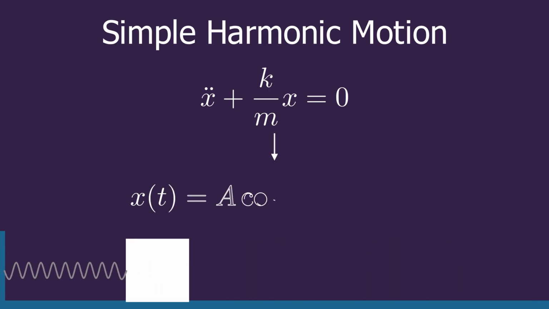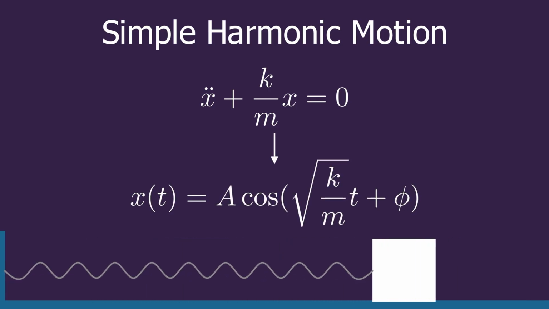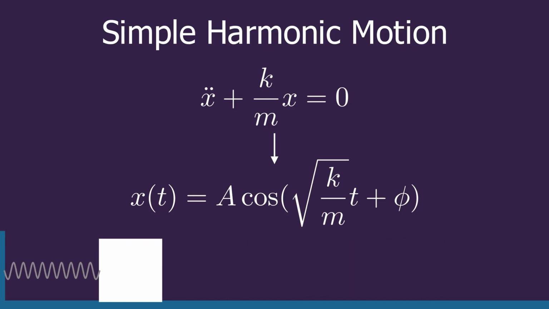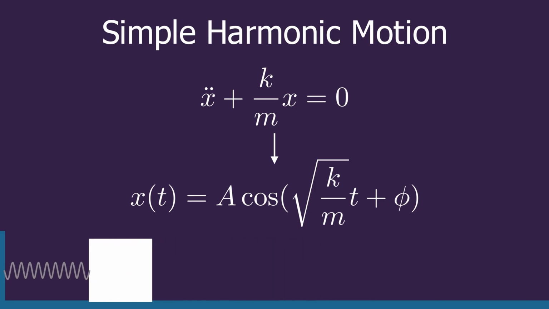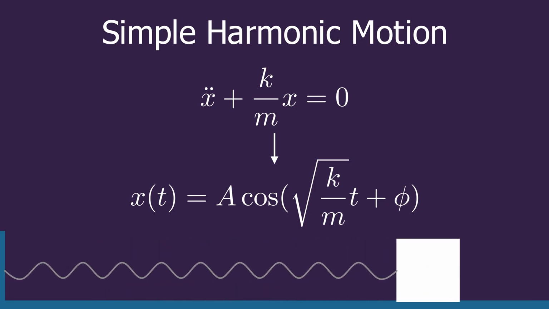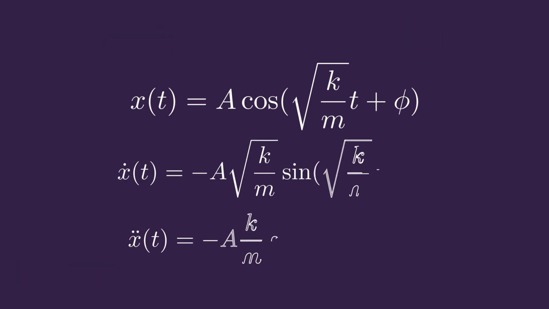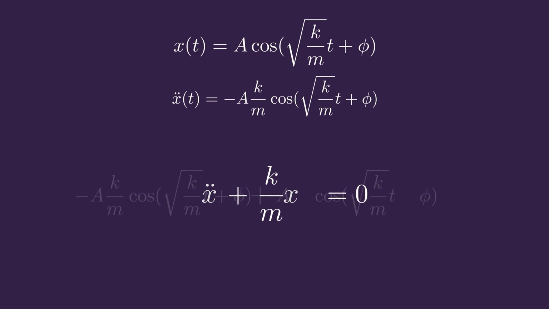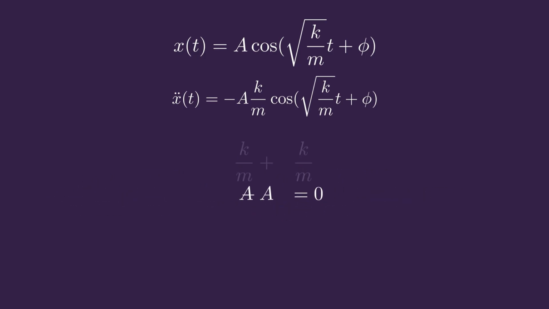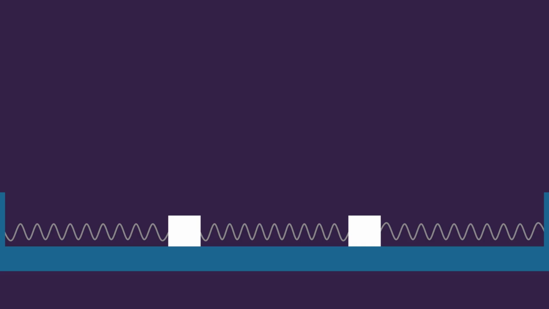The solution to this equation is x equals A cosine of square root of k over m times t plus phi, where A and phi are starting conditions of the system. Remember this solution, because it will be important later. We can confirm this solution by taking the second derivative of our solution and placing it in the original equation, like so. We can see that after substitution, the equation simplifies into a true statement, and therefore our solution is correct.